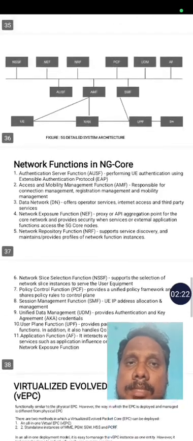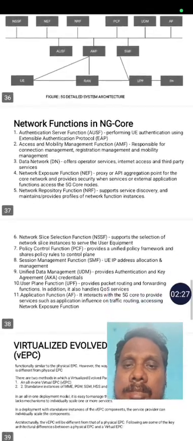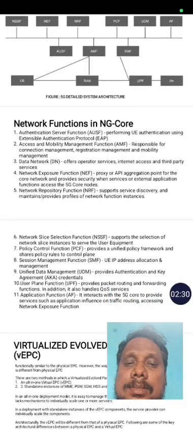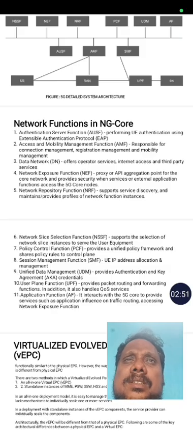NSSF. The NSSF is the first block in the diagram. That is, NSSF is the network slice selection function. It supports the selection of the network slice instance to serve the user equipment. Because today we have a larger number of networks. In India we have around 3 to 4 networks, the Airtel network, Jio network, and Vodafone Idea, that is VI. So these networks are selected by this network slice selection function.